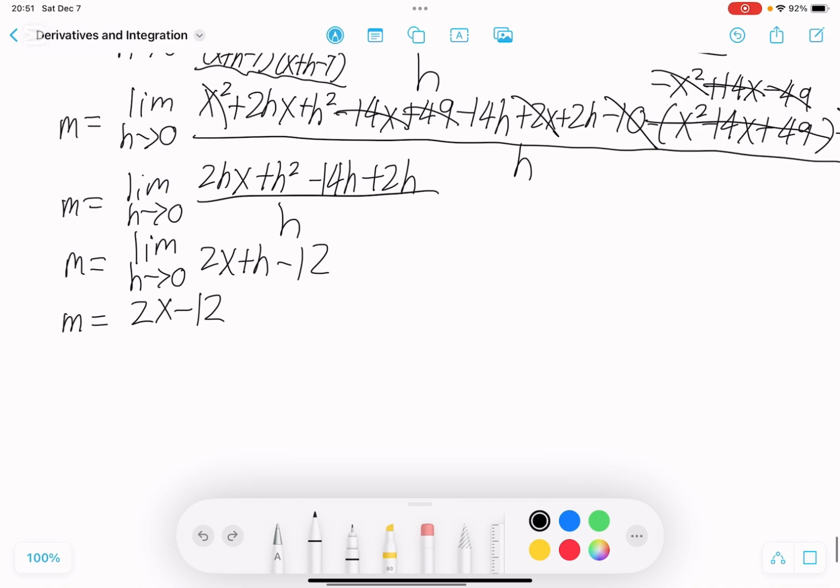So now if I want to find the derivative at any point on this graph, say x equals 6, then m would be 2 times 6 minus 12, which is 12 minus 12, which is 0. So that's all for today. Next lesson, we're going to learn the power rule, which makes finding derivatives a lot easier.